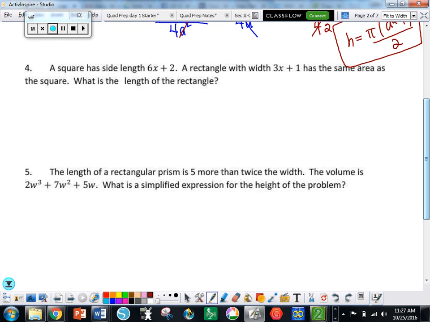Thank you. Okay, number 4. A square has a side length of 6x plus 2. A rectangle with a width. Hey, draw a picture. Try it. One of these 3 questions will be on your next test. Different numbers, same problem.